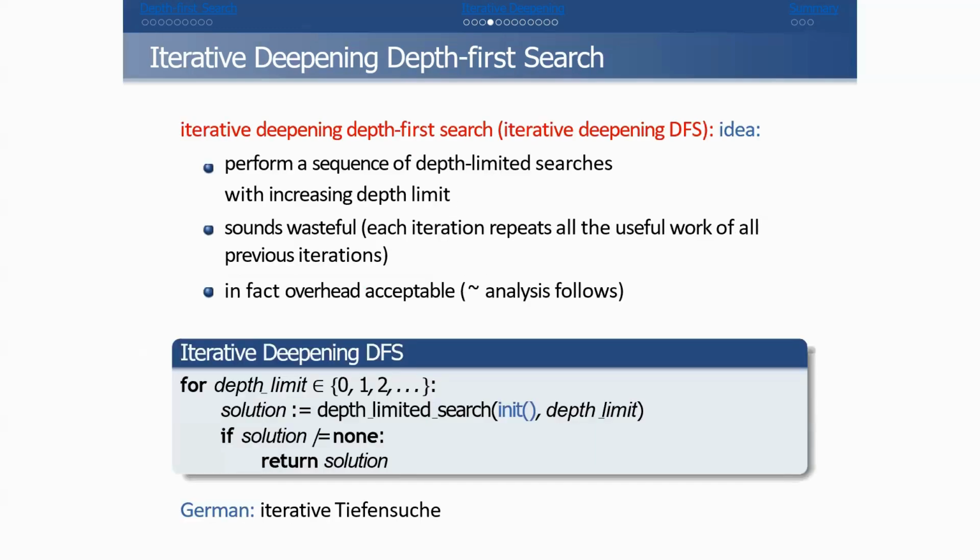So we can see here, it performs a sequence of depth-limited searches, like level-by-level ordering with increasing depth limit, like level 1, level 2, level 3, like that.